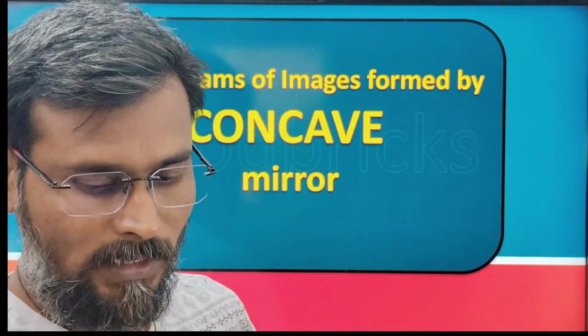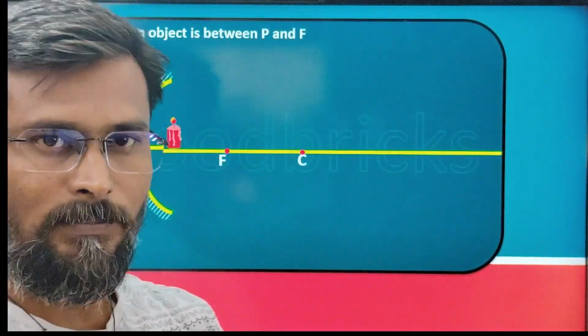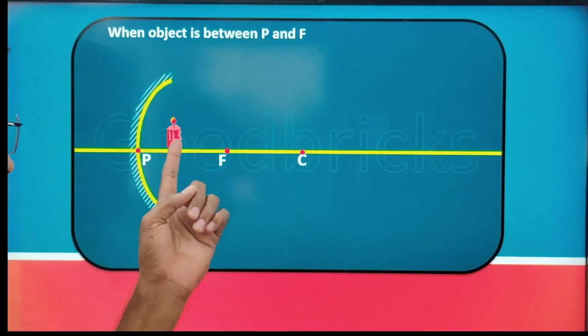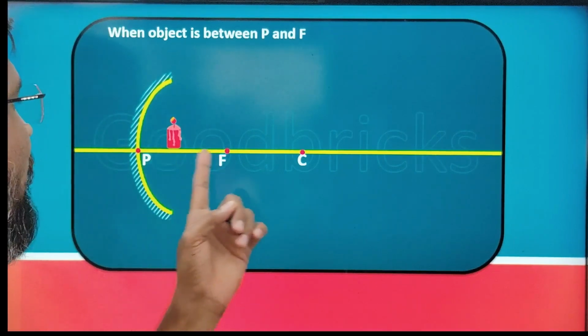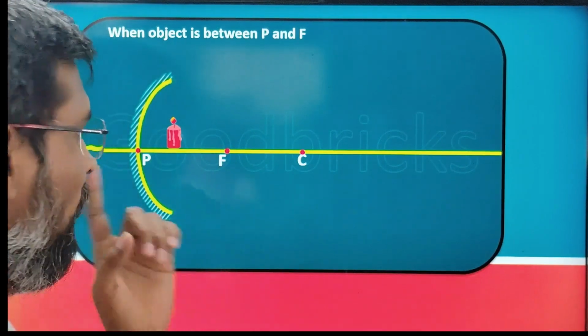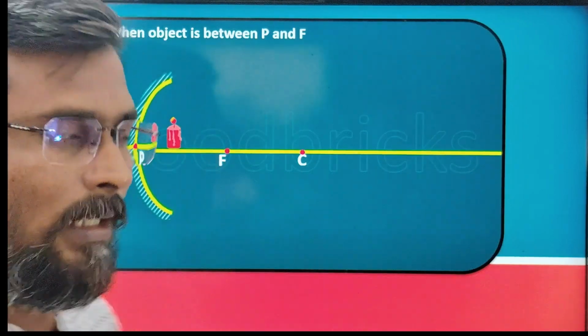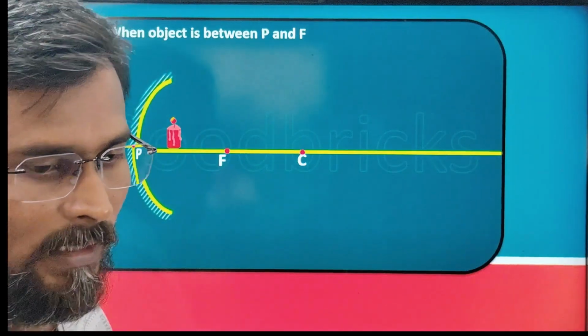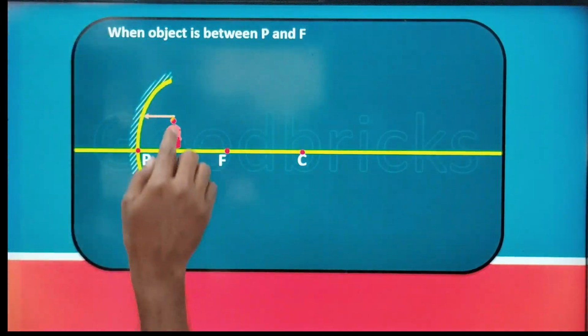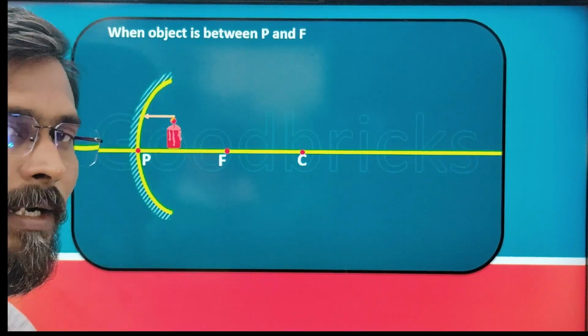Now let us look at each and every position of the object. Now the object is here, between P and F. When the object is between P and F, to draw the ray diagram we are going to use the 3 rules we discussed previously. Out of those 3 rules, we can use any 2 rules. So if we take an incident ray which is parallel to the principal axis, what happens?